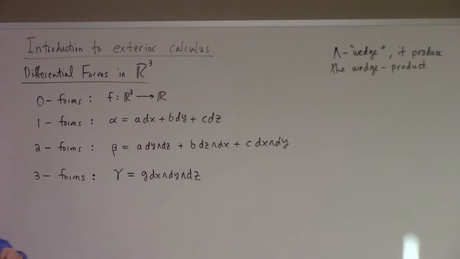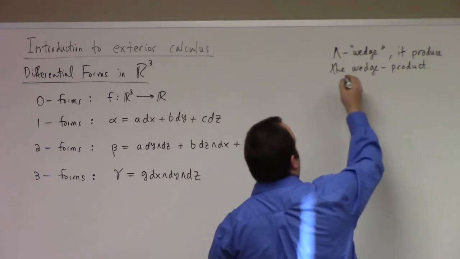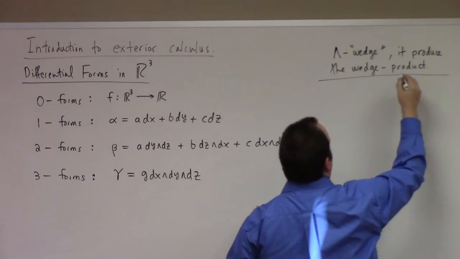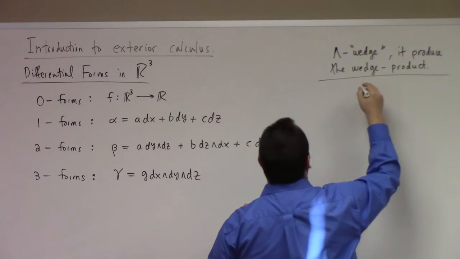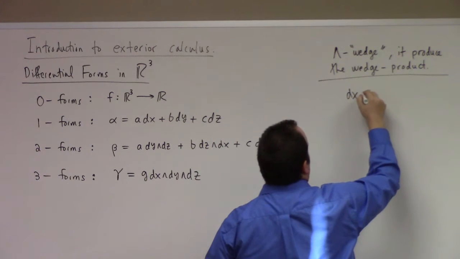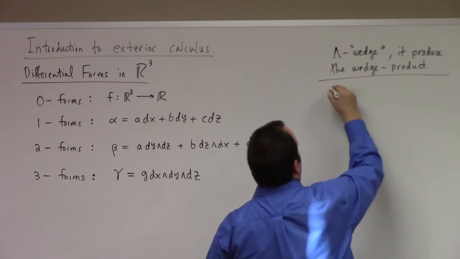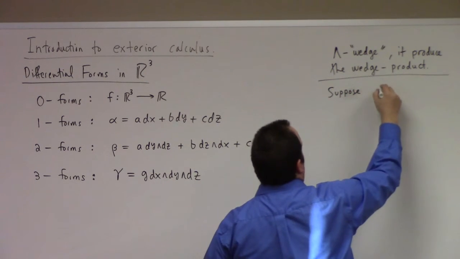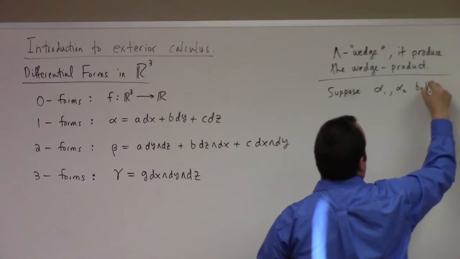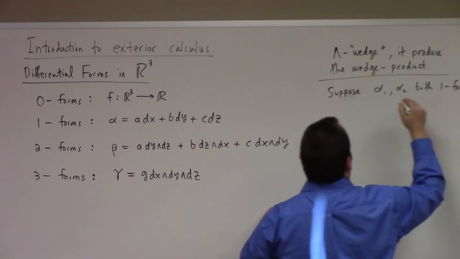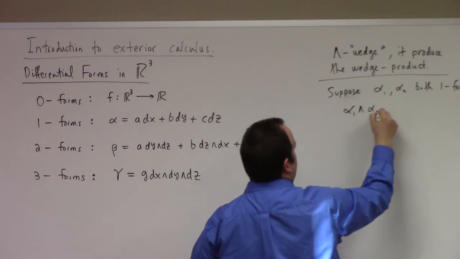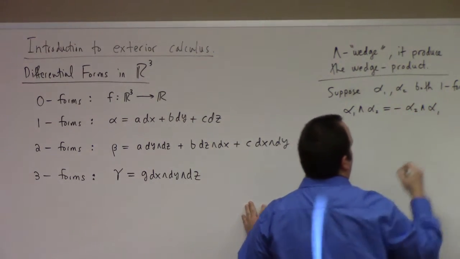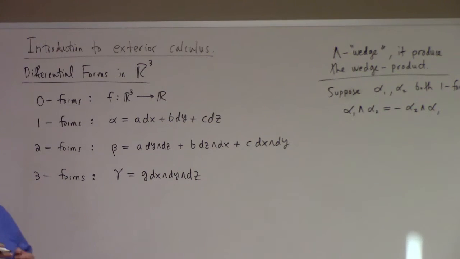Now, the wedge product. How do you explain what a wedge product is? Well, I'm just going to be very formal here, and say that the wedge product works as follows. Suppose alpha 1 and alpha 2 are both one forms. Then it works like this: alpha 1 wedge alpha 2 is equal to minus alpha 2 wedge alpha 1. That's kind of the fundamental fact about the wedge product: on one forms it's antisymmetric. It's just like the cross product in that regard, right?